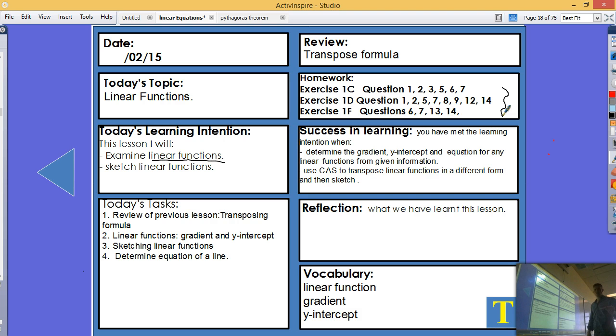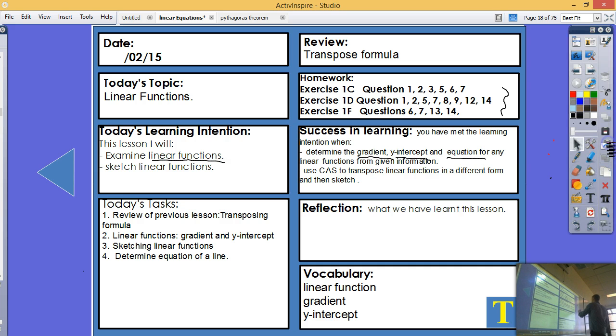We're going to be focusing on things, and your goal is to be able to determine the gradient and y-intercept, and then determine the equation of a linear function from different information given to you. Let's do it.